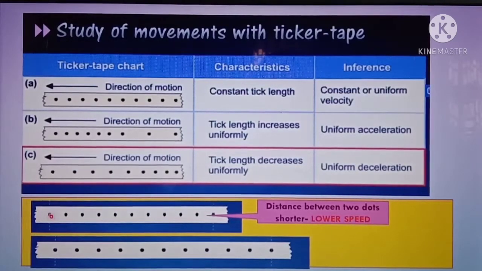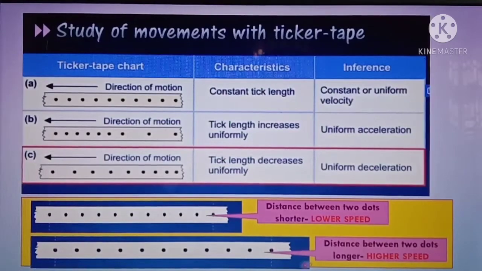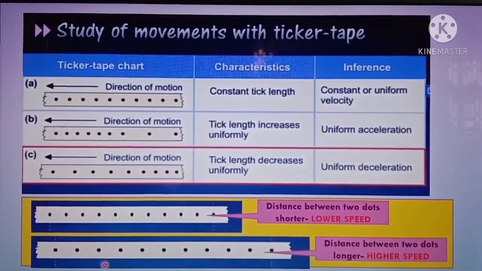And this one shows the distance between two dots is constant. Also shows constant velocity or constant speed. Okay, second one. Distance between two dots longer, meaning higher speed. And then the distance between two dots is also constant, meaning constant speed or constant velocity. So from the ticker tape that is produced, we can analyze motion. We can determine the value of speed or velocity or acceleration, and also state the type of motion of the object.